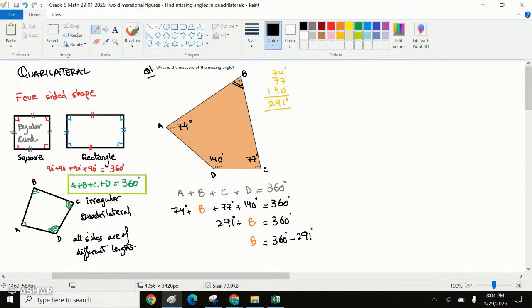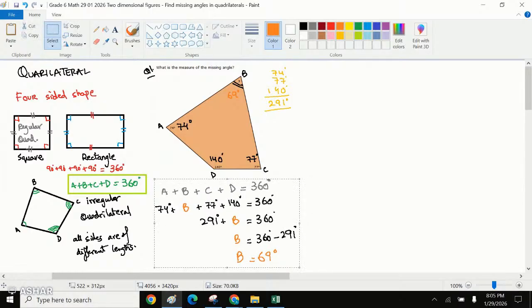And when we subtract it from 360, we can say the angle B comes out to be 69 degrees. Okay, this comes out to be 69. If we know the value of any three angles, we can always find the fourth missing angle in a quadrilateral.